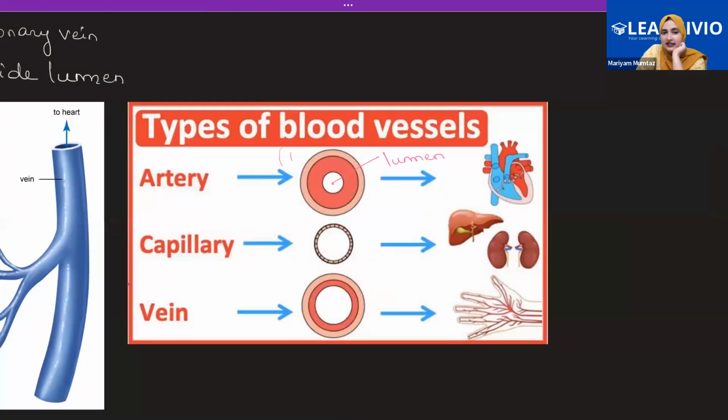The first case is like the white portion, it is the lumen of the artery, and see how big the lumen of the vein is. So always remember the lumen of the vein is wider, whereas the lumen of the artery is narrower. Clear?